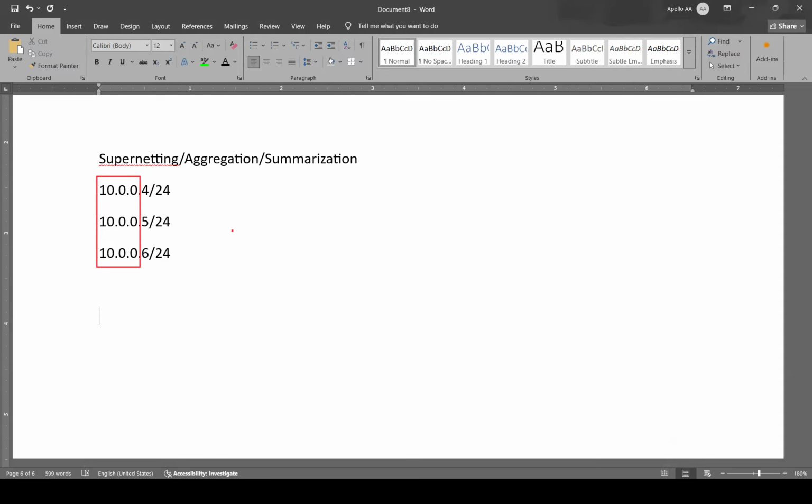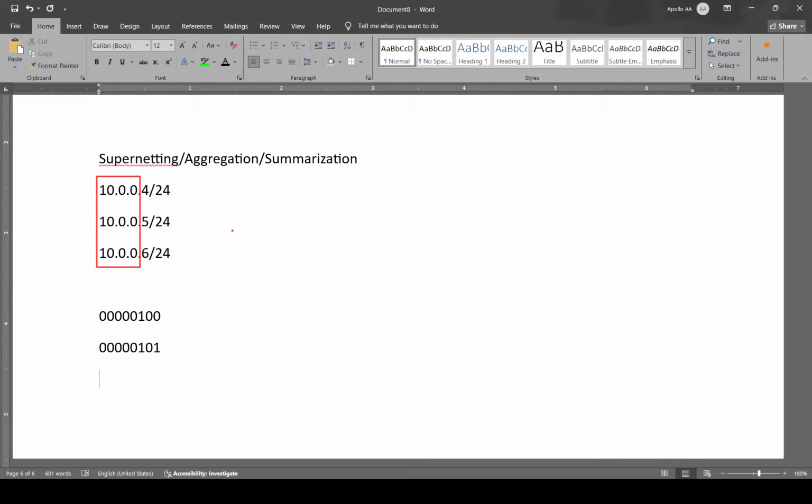So for the first one, it is going to be 1, 2, 3, 4. That is 8. That is 4. That is 2. That is 1. Then the second one, 1, 2, 3, 4. That is 8. That is 4. That is 2. That is 1.